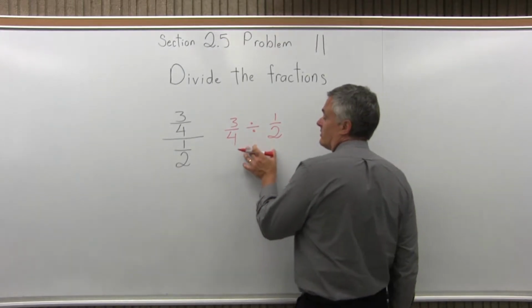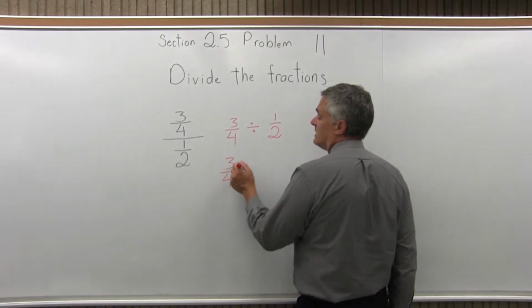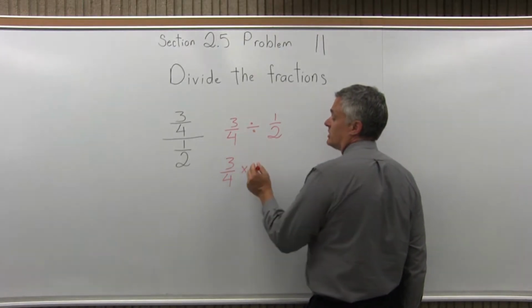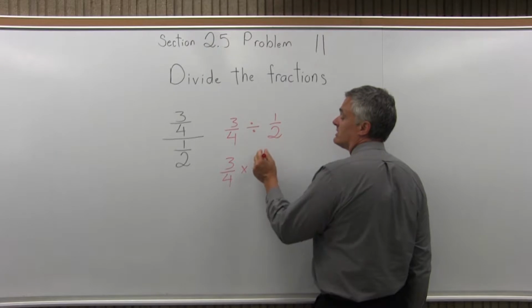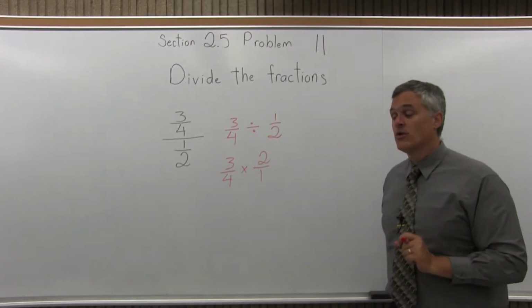So now what we do when we have to divide fractions is we will leave the first fraction the way it is, change the problem to a multiplication, and we will invert the second fraction, which just means interchange the numerator and denominator or flip it.